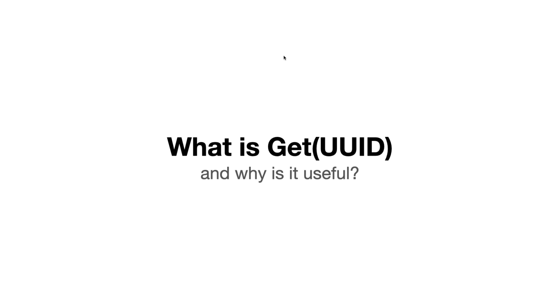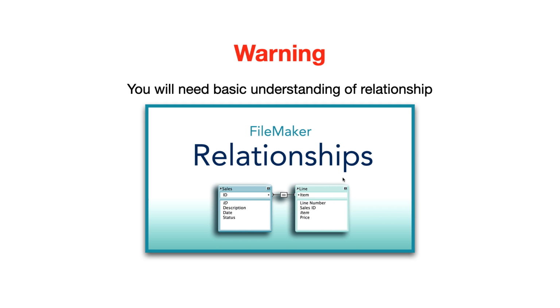So the topic is, what is Get UUID and why is it useful? Just a very quick warning, if you do not have any sort of understanding of what a relational database is and how relationships work, this tutorial will likely not make any sense to you at all. This tutorial is targeted for people who already have a basic understanding of relationships. If you don't know that yet, make sure to check out my other tutorial, which is called Relationship Explained. It's free on YouTube, and I'm going to put the link below. So let's get into the tutorial.